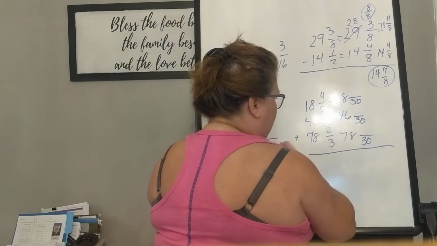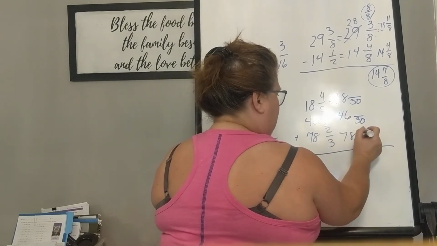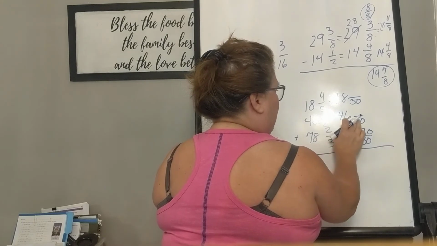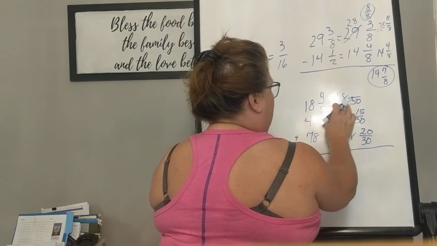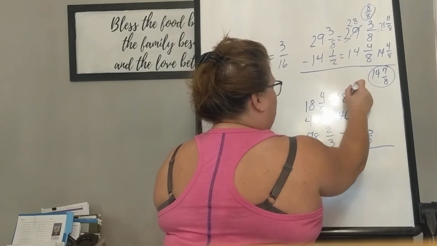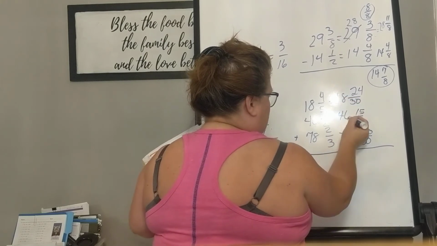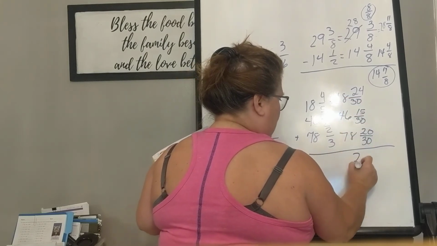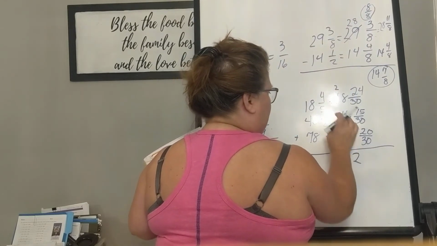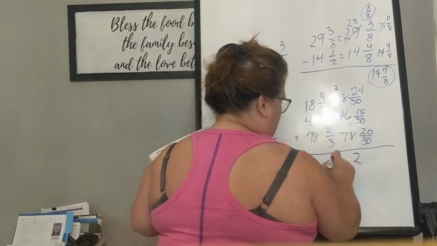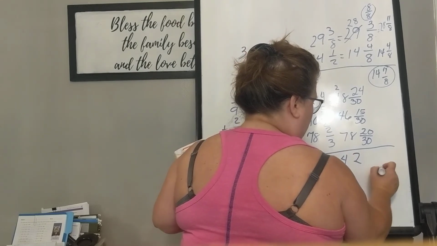So 3 will go into 30 10 times. 2 times 10 is 20. 2 will go into 30 15 times. 1 times 15 is 15. And 5 will go into 30 6 times. 6 times 4 is 24. This is proving to be a big one, guys. So 8 plus 6 is 14, plus 8 is 22. Put your 2 down, carry your 2. 1 plus 2 is 3, plus 4 is 7, plus another 7 is 14. That's our whole number. Go ahead and write your denominator 30.